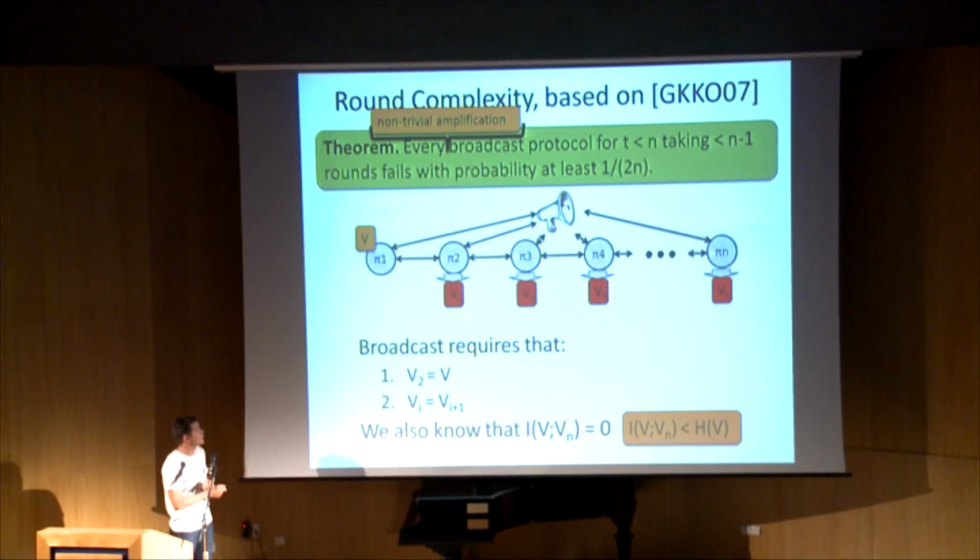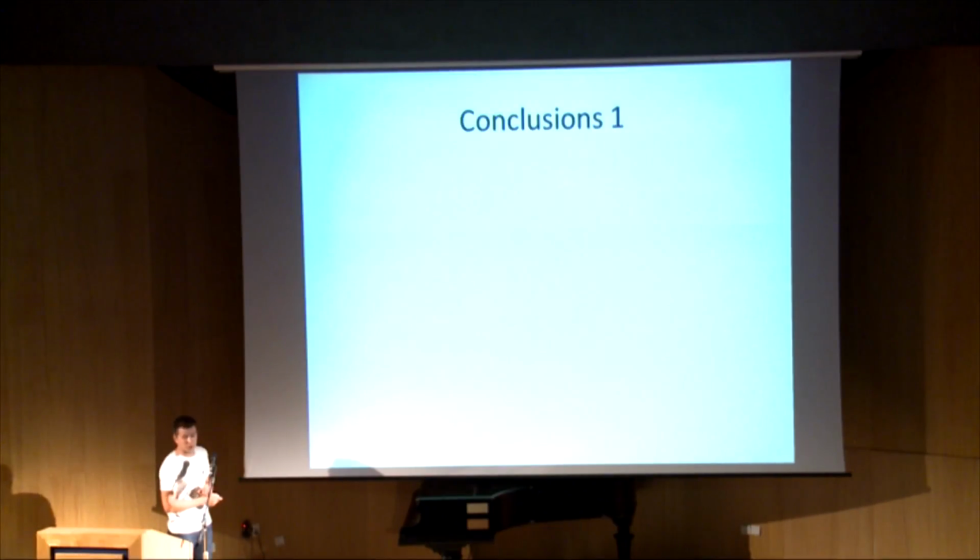So it shows us that even if we wanted to improve the round complexity of our protocol, we still cannot go better than a linear number of rounds. So our protocols take n squared and n cubed. It's not clear if you can close this gap. Okay, so now let's go to conclusions.